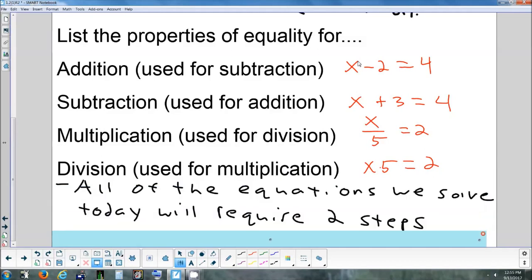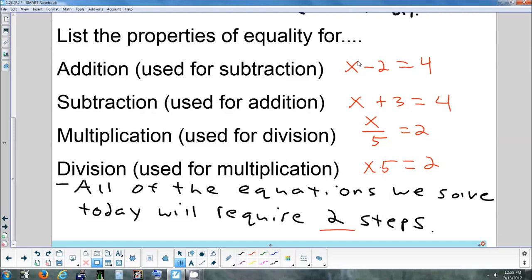Perfect. And guys, what do you notice about all the variables? Obviously, all the variables are x. What else do you notice about them? What don't they have attached to them? A number. They don't have a number, right? So today, we're going to get into problems where there's a variable attached to a number. It might say something like 2x plus 3 equals 5. So you're going to have two steps in that situation. All the problems today will require two steps.